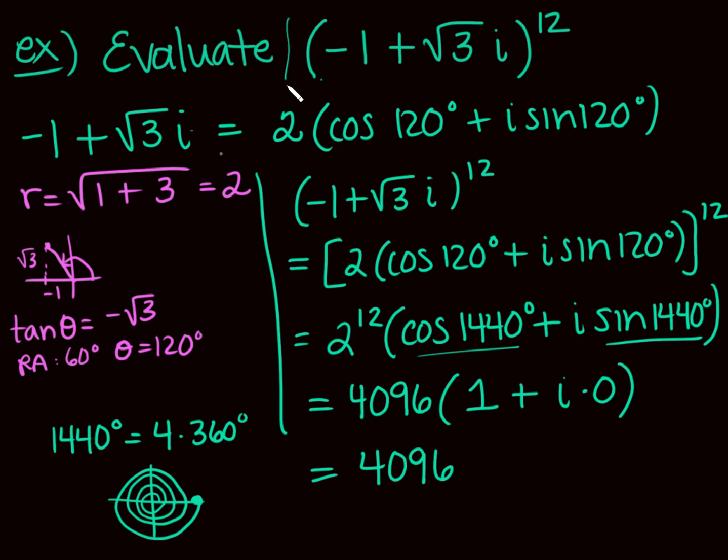That's it. This huge complex number raised to that very large power of 12 is equal to 4,096. So you can see that DeMoivre's theorem is actually pretty useful when it comes to raising complex numbers to high powers.